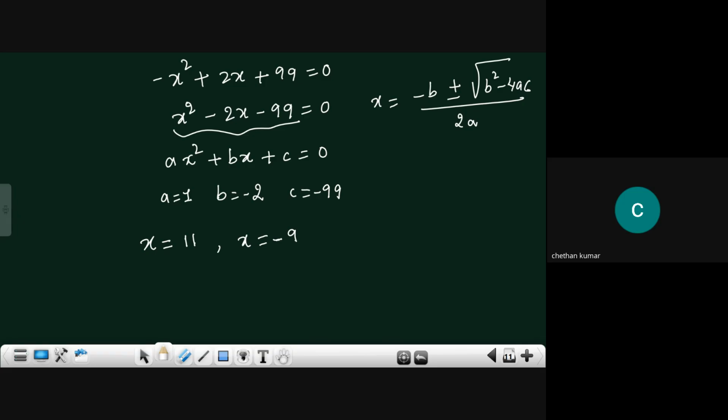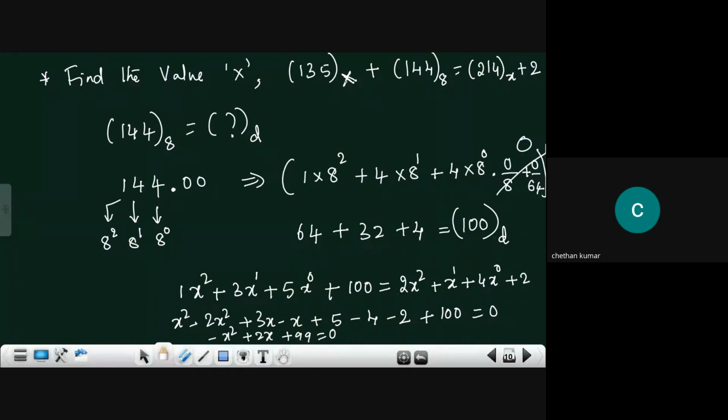What is the correct value of x now? 11. Why 11? Because radix should be a whole number. Radix should be greater than or equal to 2. Correct? The correct value of x is 11. Now put 11 in this equation, then convert that into decimal. Can you prove LHS is equal to RHS?